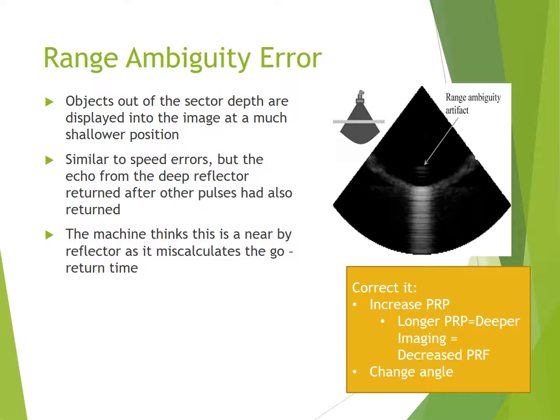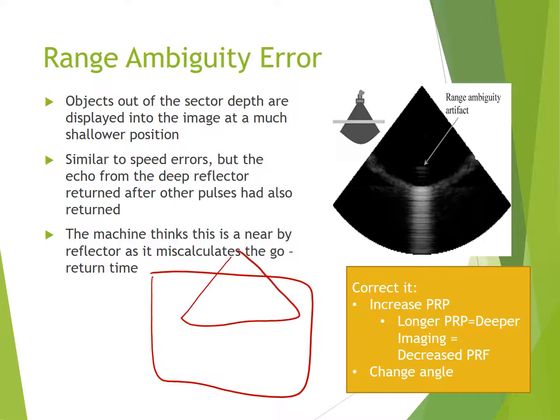So again, this is similar to speed errors, but the echo from the deep reflector returned after other pulses had also returned. And this is going to make the machine think that there's a nearby reflector as it miscalculates that go return time. So say we have our body, and our image is only set to go in so far into the body. I'll just say this is at 10 centimeters, and we have this really strong reflector somewhere down here.